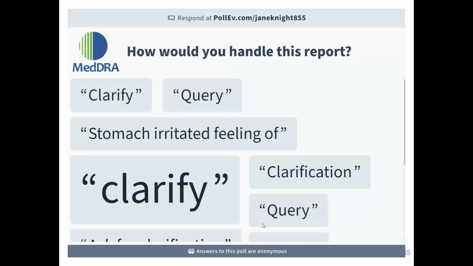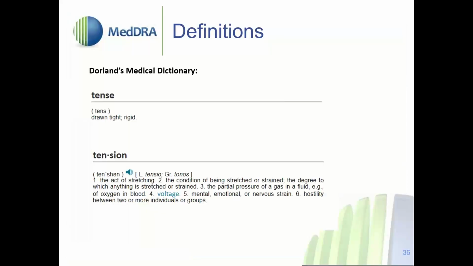So let's have a look. Definitions again. First thing, before we make a decision, like you, when I first saw that, I was thinking, I'm not sure what this means. And I looked in Dorland's, and here we can look up what tense means: drawn tight or rigid. And tension is the act of stretching, being stretched or strained, the degree to which anything is stretched or strained. Or it could mean mental, emotional or nervous strain.